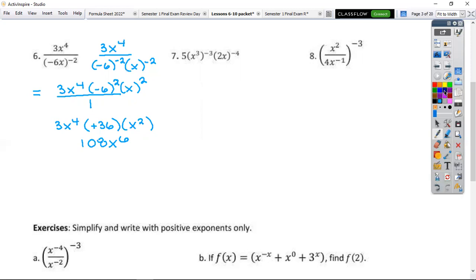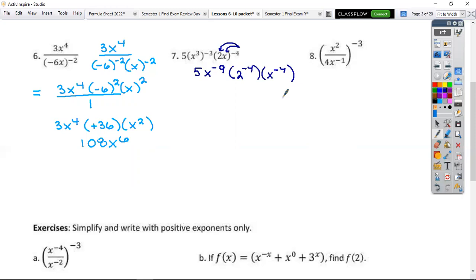So 7, take that outside, distribute it. So I'm going to have a 5, x to the -9. Be careful with this one. It has to go to the 2 as well because it's in parentheses. So I'm going to go 2 to the -4, and then x to the -4.